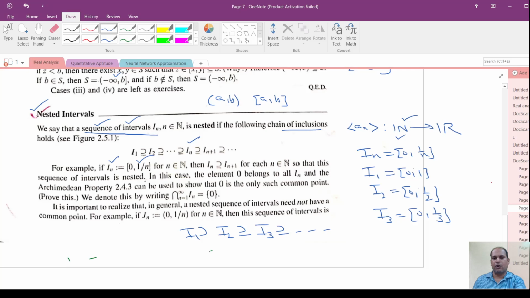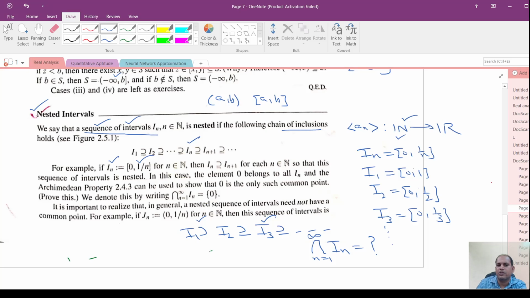So what motivates us to study the nested interval property and nested interval theorem is that if such nesting is there, what can we say about their intersection? Is there any member common to their intersection? Or are there more than one members in their intersection, or is there no member in their intersection? Under what condition will there be at least one element which is common to each of such intervals? This is what the nested interval property is about.